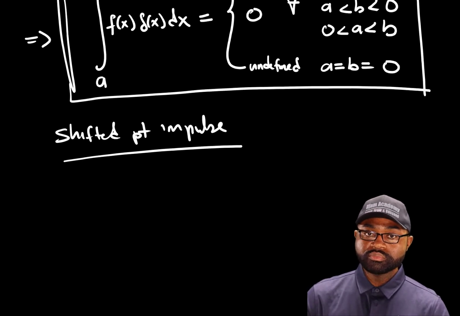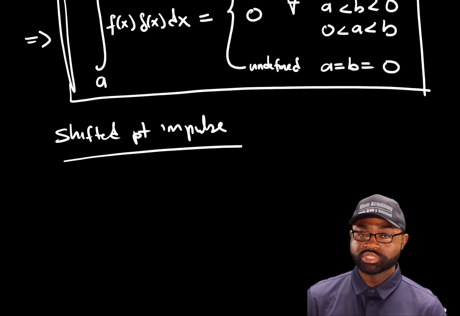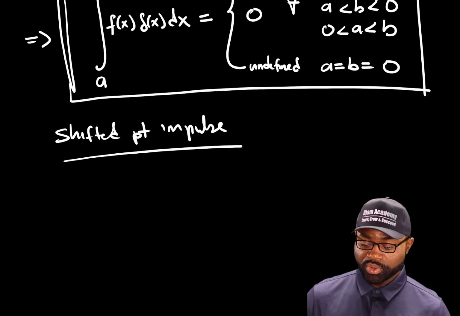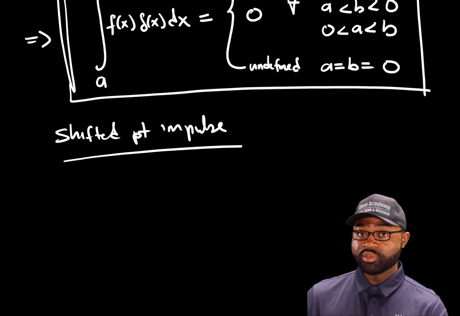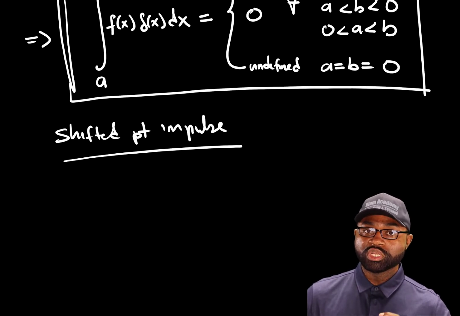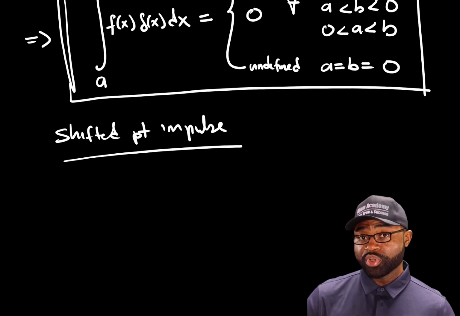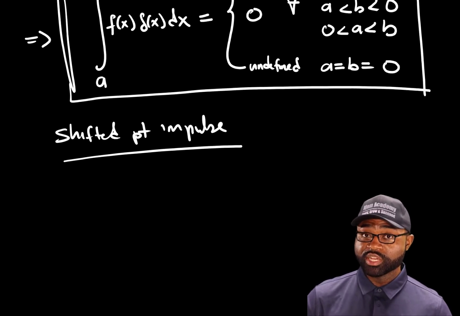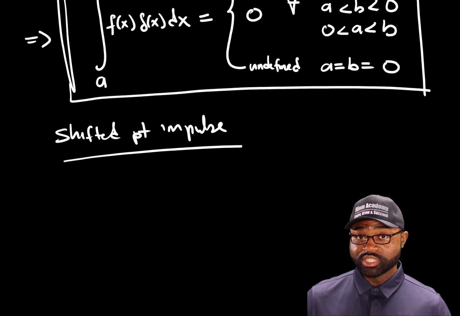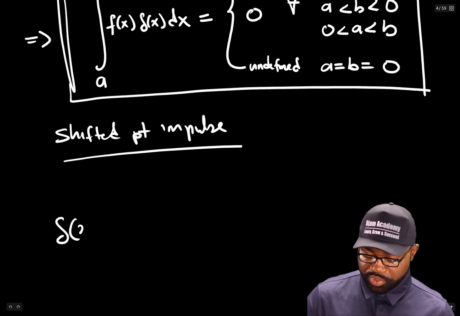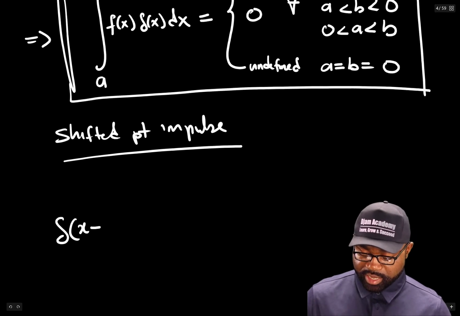Another important function that is worthwhile to review is what we call the shifted point impulse function, or the shifted point impulse signal. Now, the shifted point impulse is represented by a shifted Dirac delta function. A shifted Dirac delta function is represented by delta(x minus x naught).